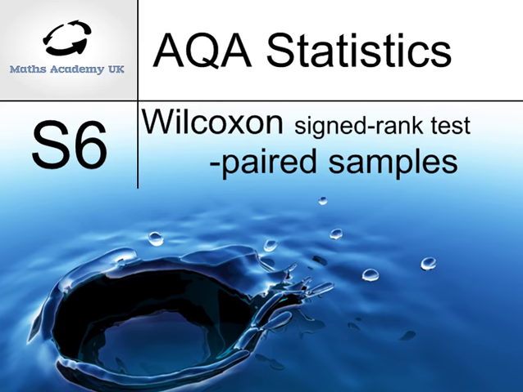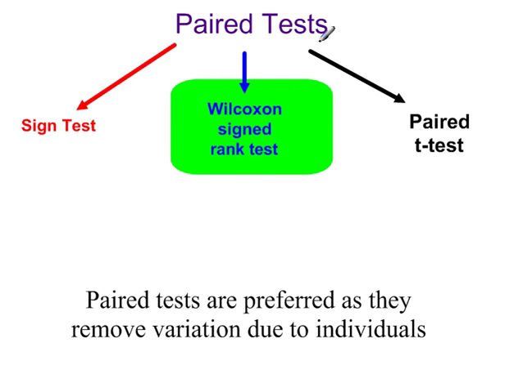The Wilcoxon signed rank test for paired samples. When testing the population average for paired samples, we have a choice of 3 tests. We're going to look at the Wilcoxon signed rank test here.